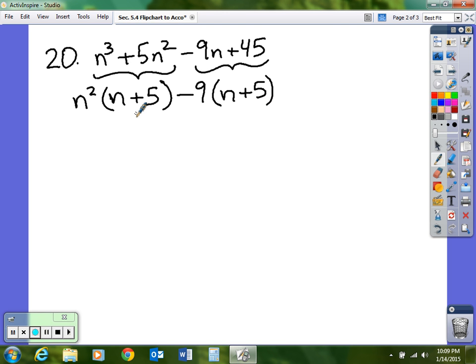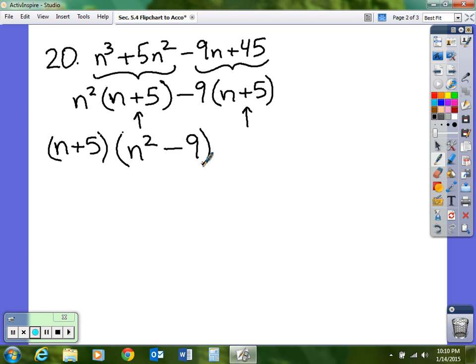We are now going to factor again. Please note that n plus 5 is the same in the first term as it is in the second. Let us factor that out. N plus 5 will be factored out on the outside. What is left over is n squared from the first term and negative 9 from the second term.